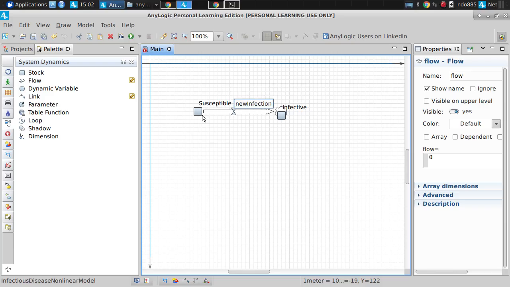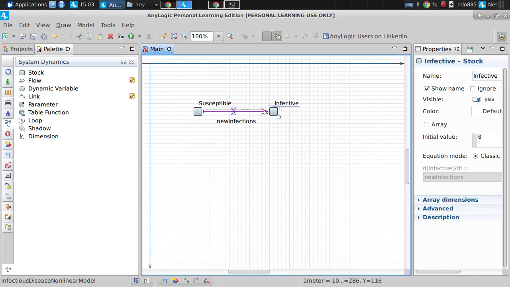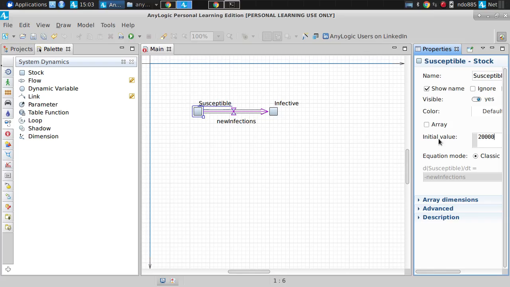New infections. Okay. Great. And ladies and gentlemen, if it didn't connect, make sure you drag it over so it connects on both sides. New infections, and we're going to start here with a population of 200,000 people and susceptible, 200,000, and there's going to be 470 people infected, okay? I've chosen that so we can illustrate some dynamics.